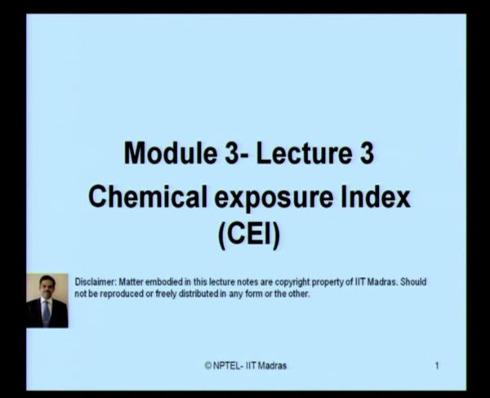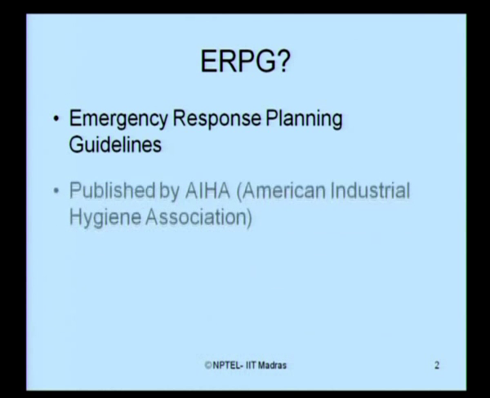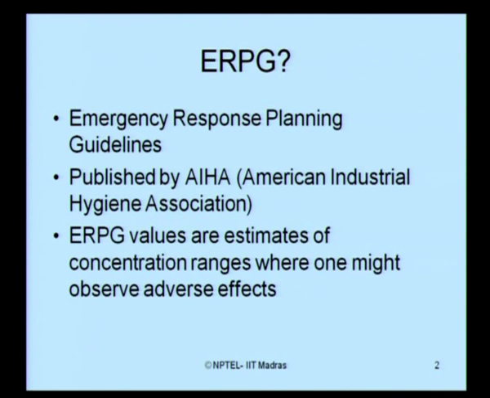So, we continue to discuss chemical exposure index, which is chemical risk analysis. In that connection we discussed what we call ERPG, emergency response planning guidelines. Basically it is the guideline published by the American Industrial Hygiene Association. ERPG values are estimates of concentration ranges where one might observe adverse effects. Basically ERPG will ultimately give you what I call the hazard distance.